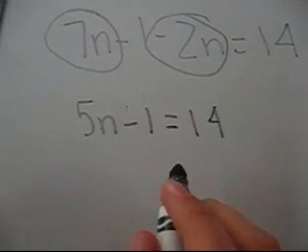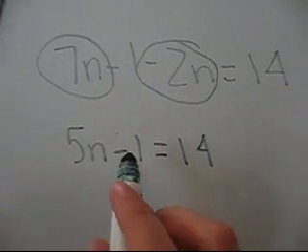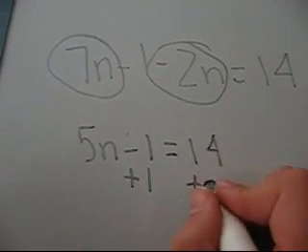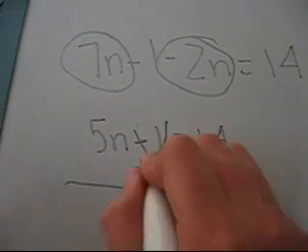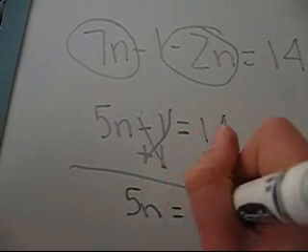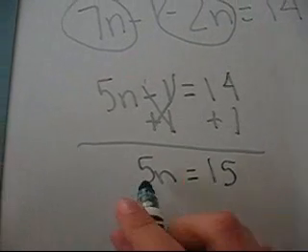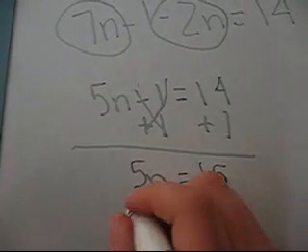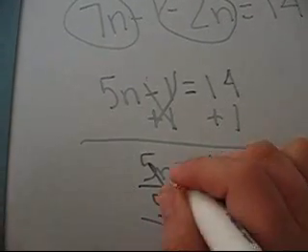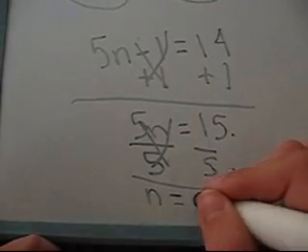Now what you do is you find the floater number like in the previous ones, and that's negative 1. So you do plus 1, plus 1. Those cancel out. You're left with 5n equals 15. And then 5n divided by 5, divided by 5. Left with n, those cancel out. 15 divided by 5 equals 3.